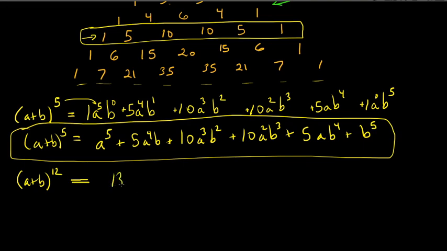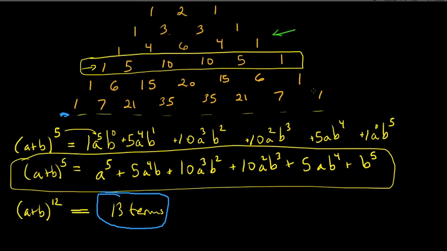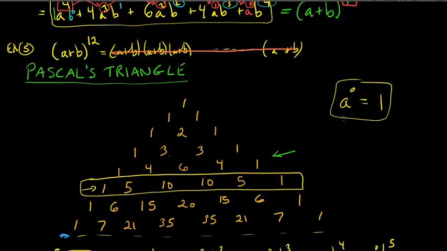There are going to be 13 terms here. Why not 12? Well, look, this was a plus b to the 5. There's 1, 2, 3, 4, 5, 6 terms. So there's one more than the exponent. Make sense? So we're not going to write out all 13 terms here, because first of all, that would also mean we need another 5 rows of Pascal's triangle, and that would take a while as well.